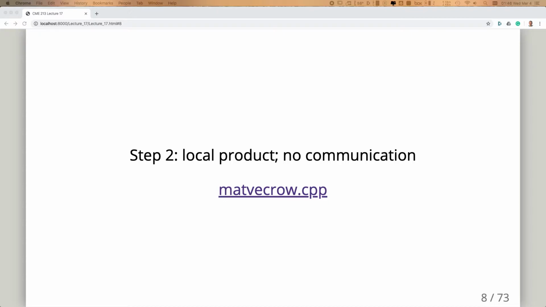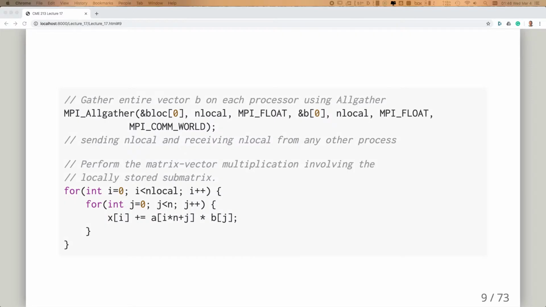You can follow this link to get the entire code on GitHub. I'm just going to show you the core of the code, the part with MPI. So you call MPI all gather, and the way you do this is you give the address of where your local copy of b is located.